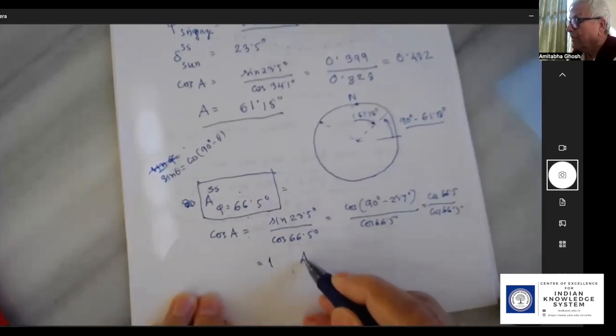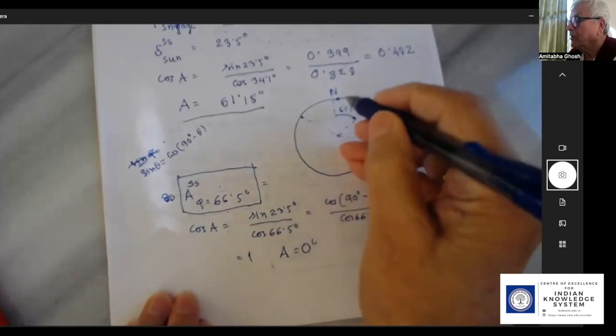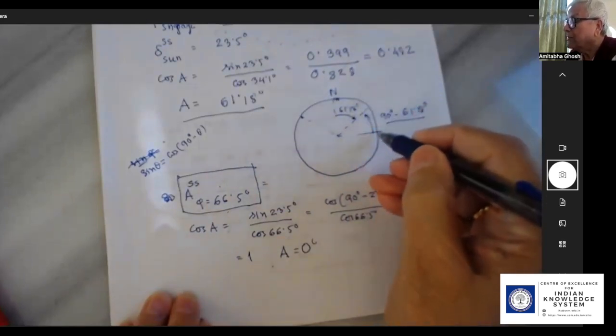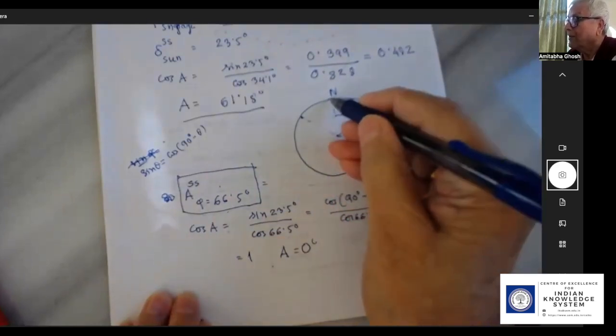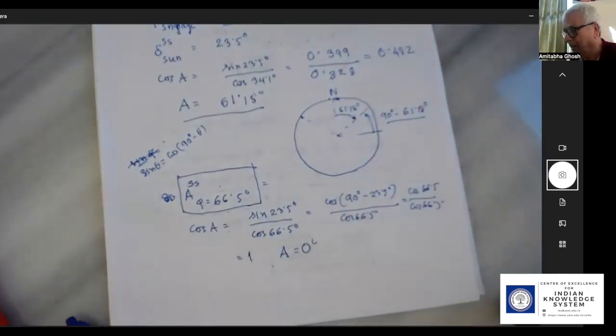That is equal to 1. So what will be A? 0. That means sun will rise exactly here. It will never set and it will again go there. So that is on the summer solstice day and the Arctic Circle, sun will never set. It will rise exactly at the north point and again set also at the north point in limiting.